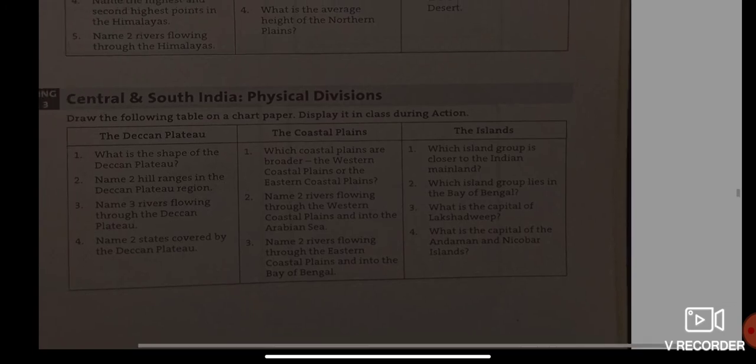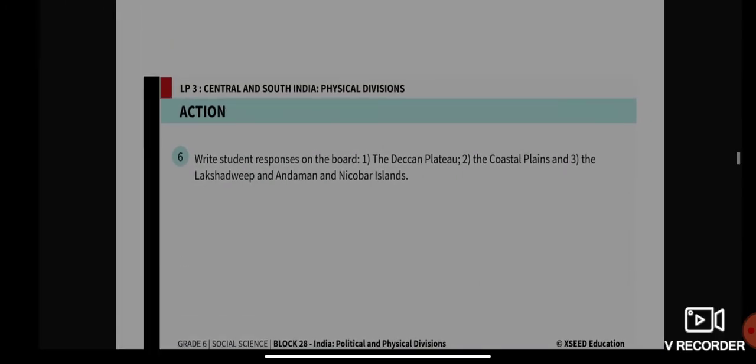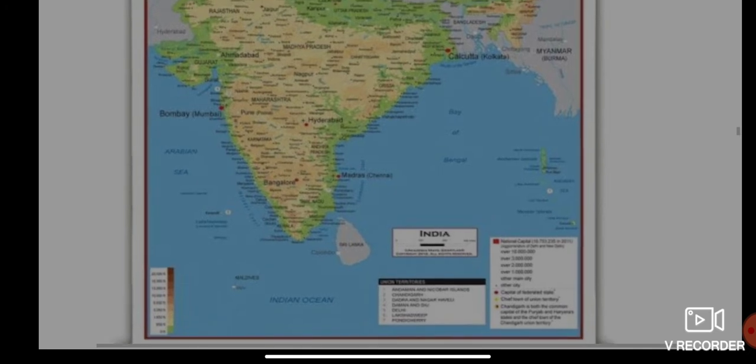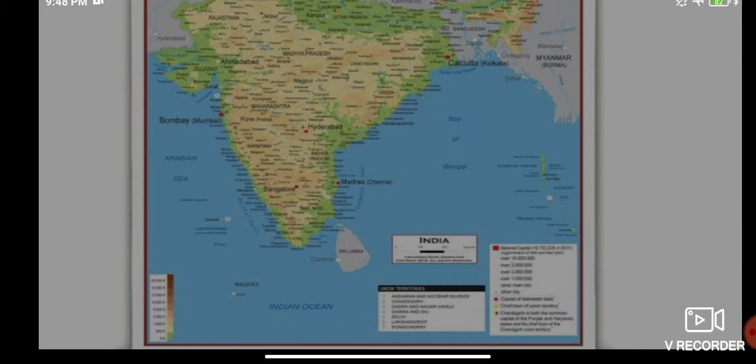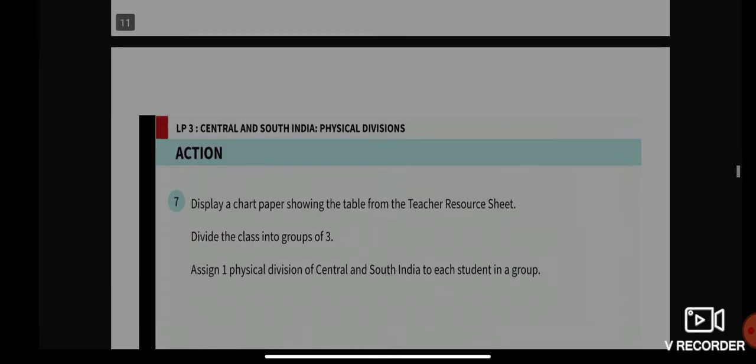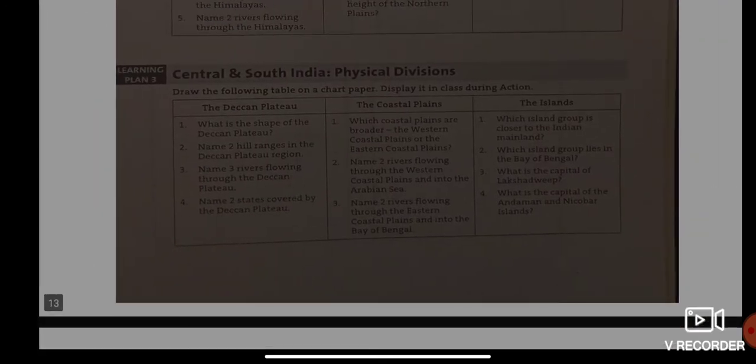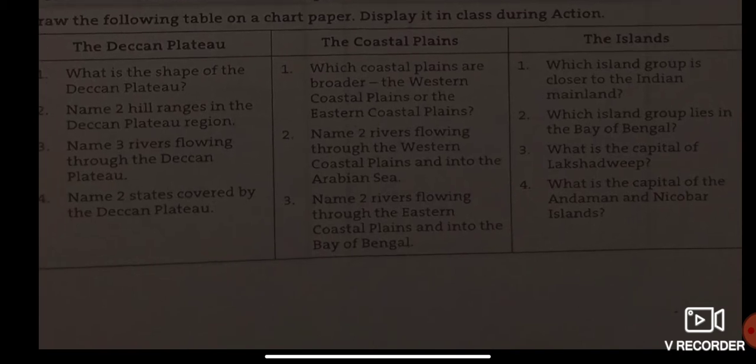And coming to the islands. Which island group is closer to the Indian mainland? Which island group lies in the Bay of Bengal? What is the capital of Lakshadweep? And what is the capital of the Andaman and Nicobar Islands? Remember, you have to know where the Bay of Bengal and the Arabian Sea are. As you can see, this area is the Bay of Bengal and this is the Arabian Sea. So accordingly you have to find the answers from the given chart.